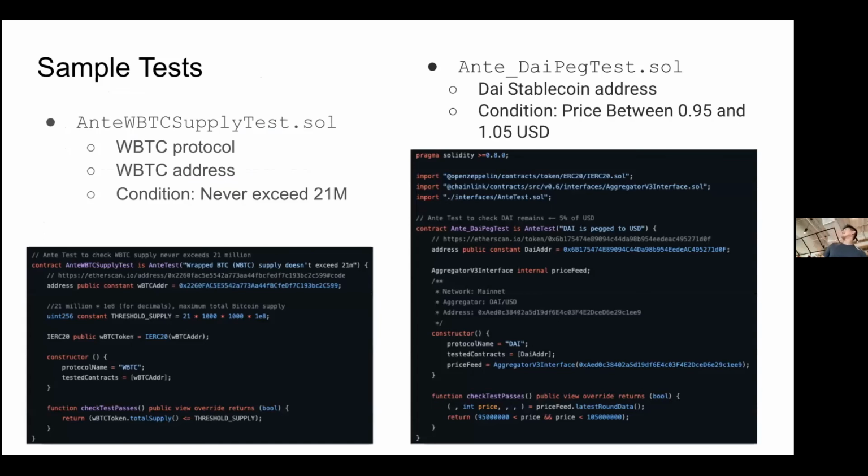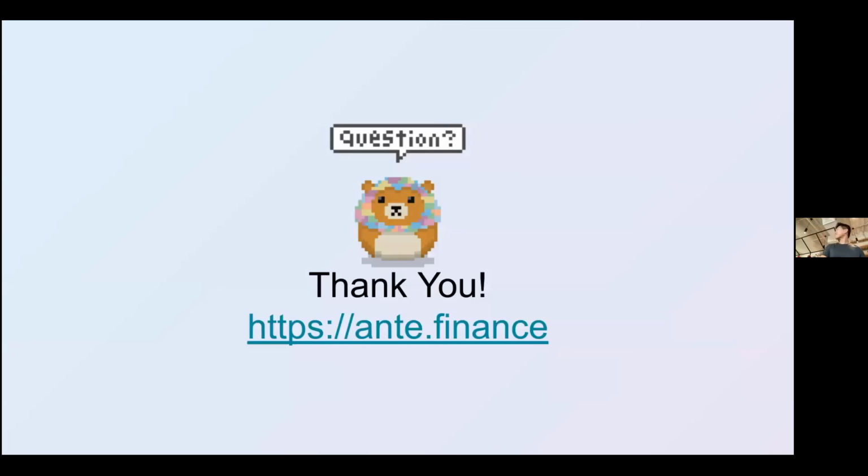And we also have a couple simple tests here. For example, wrapped Bitcoin doesn't exceed 21 million. And the one on the right was actually written by an Anon in our Discord. He or she checks that the DAI peg on, I want to say, Alchemix potentially holds. So if you have any curiosities, we're at Ante.finance.